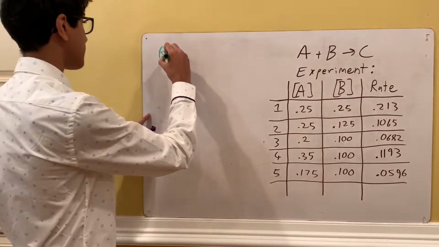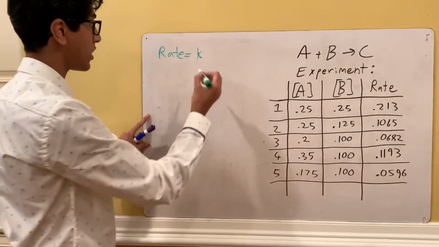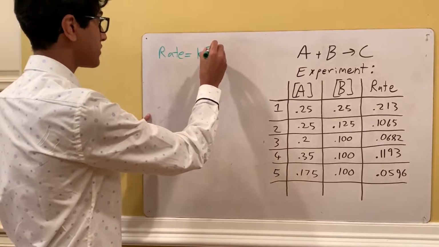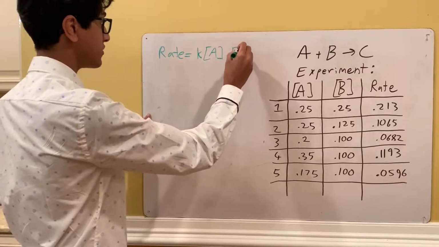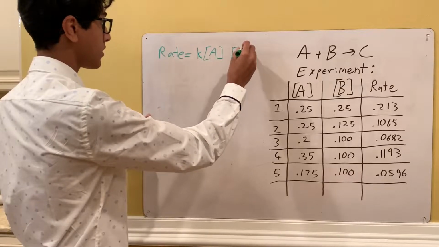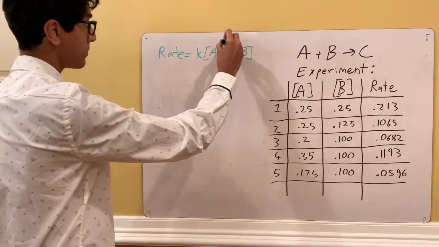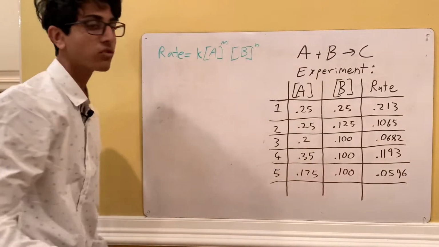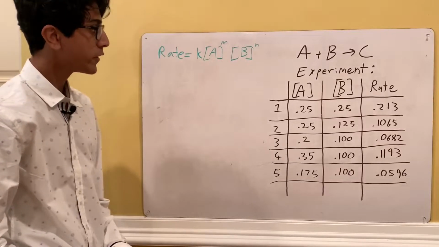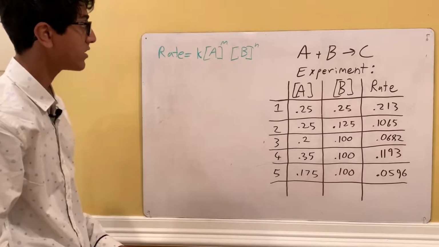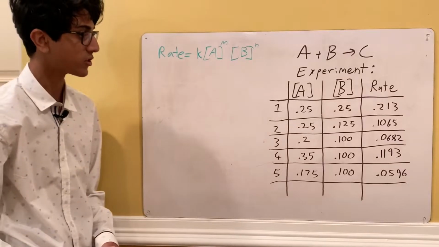So rate is equal to K, which is the rate constant, times the concentration of A, the concentration of B, but there's exponents to these, so M and N, and these represent the orders of these reactants. So first we're going to have to find what these exponents are. What's the order of this reaction?